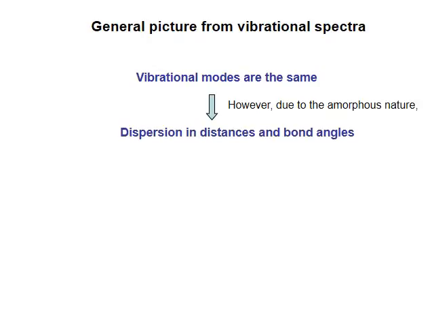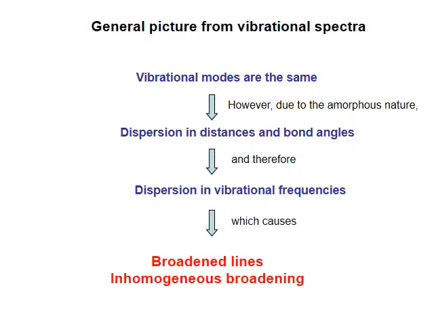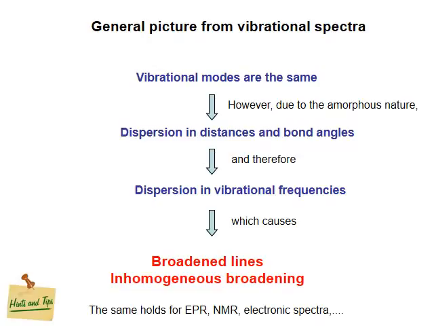Vibrational modes are the same for crystals and glasses. However, due to the amorphous nature, dispersion is observed for the atomic distances and bond angles. Vibrational modes will be therefore affected. A dispersion is observed for the characteristic frequencies. Lines will be homogeneously broadened. The same holds for EPR, NMR, electronic spectra, etc.